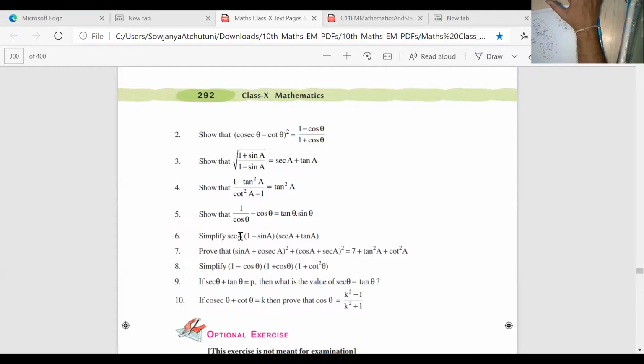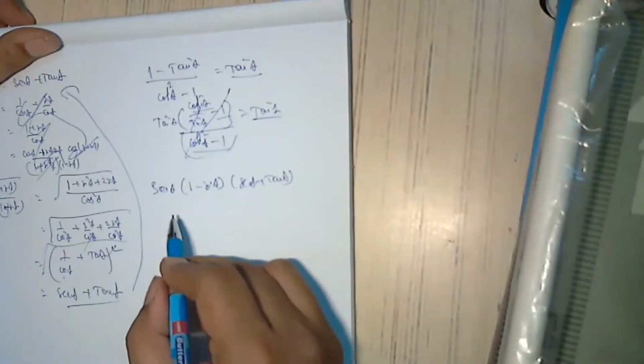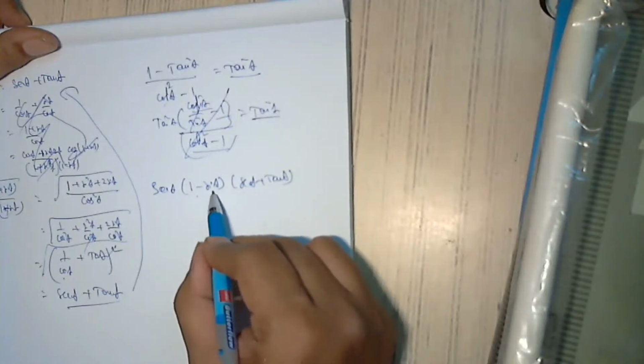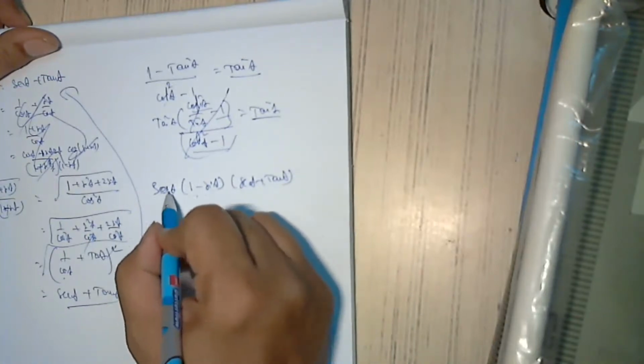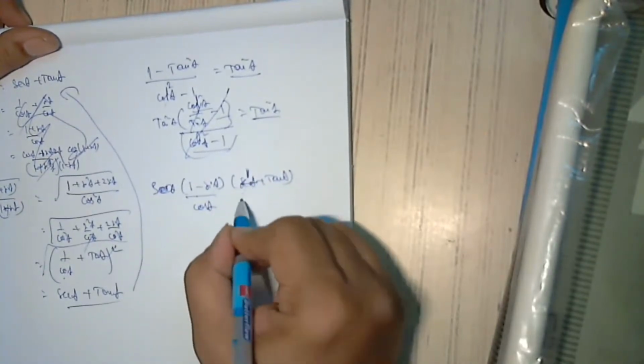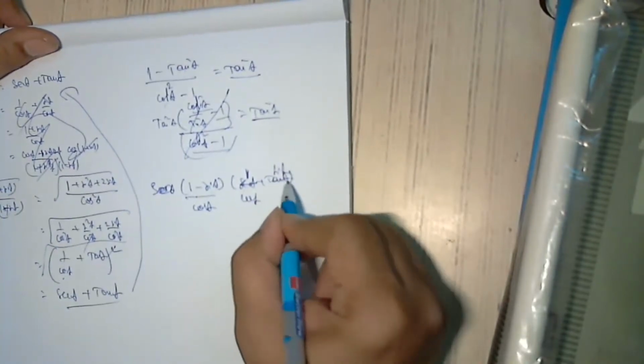Simplify secant A into 1 minus sin A into secant A plus tan A. This is to be simplified. So let us simplify this. Secant A is nothing but 1 by cos A. Secant A is 1 by cos A. Tan A is sin A by cos A.